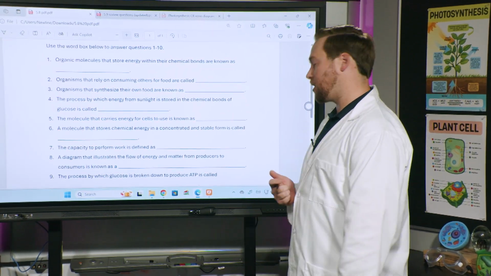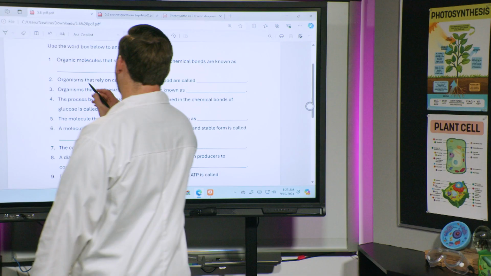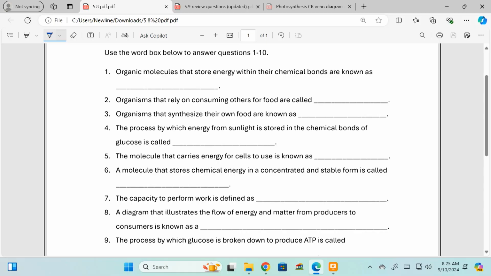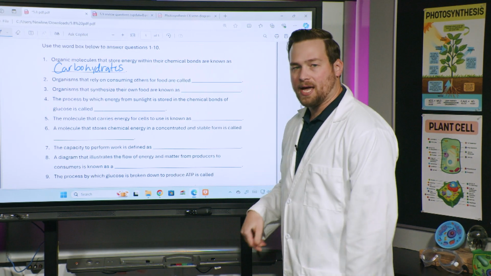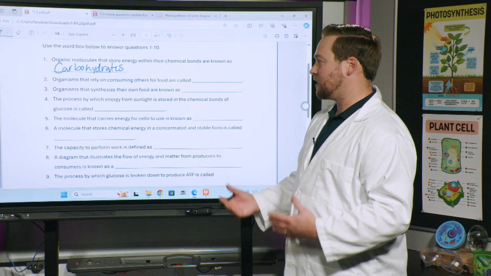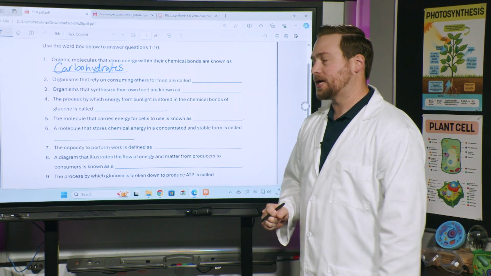Does anyone remember from a couple units ago? These are called carbohydrates. Okay, so for number 1, this one could be a couple of different answers, honestly, but using the word bank and using process of elimination, that's going to be the best answer, I think.